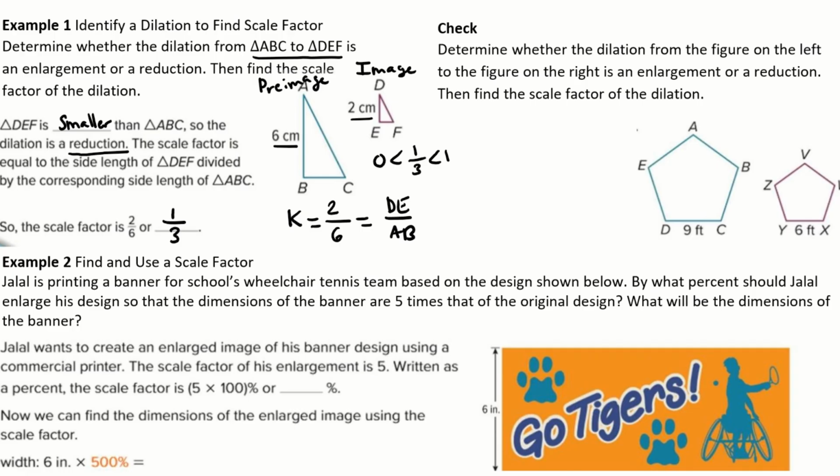Pause the video and see if you can try the check to the right. Hopefully you tried it, so let's look at it. Determine whether the dilation from the figure on the left to the figure on the right is an enlargement or a reduction. So you're going from there to there. That means this is the pre-image, and this is the image.